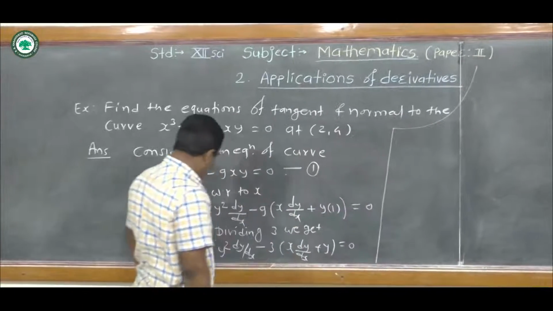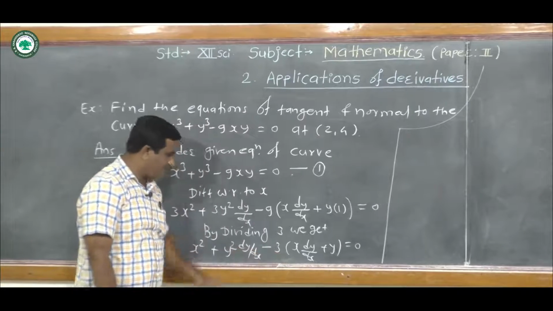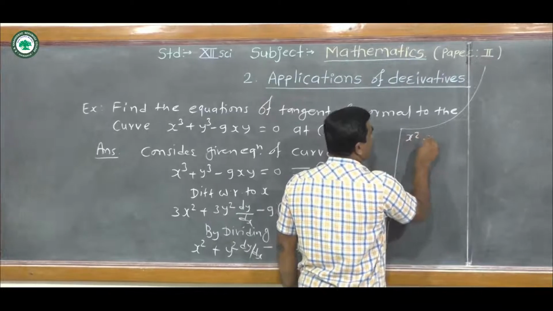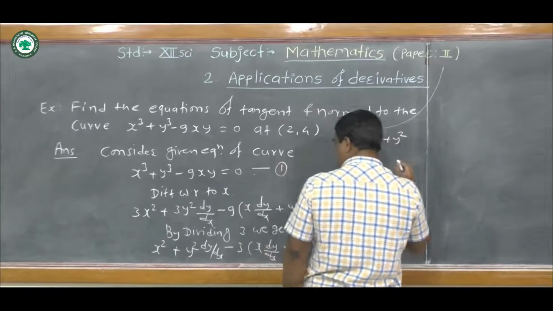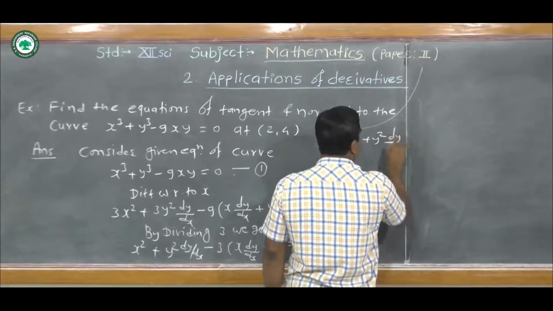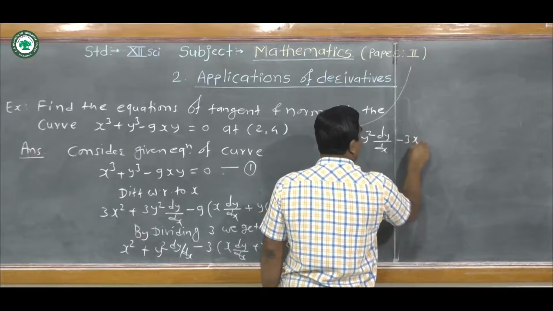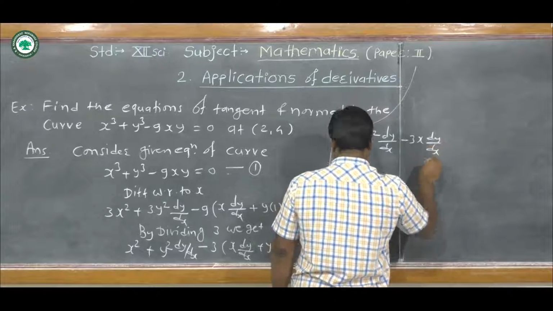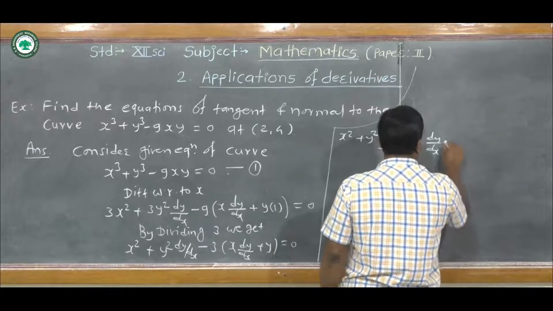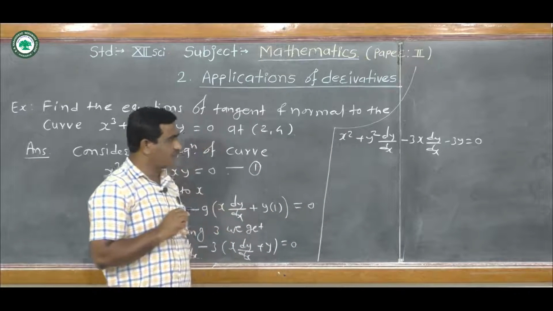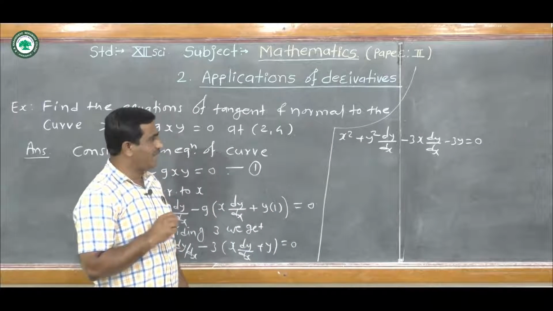Okay, now take the product here, multiply by minus 3 to the bracket, then we can write x square plus y square into dy by dx minus 3x into dy by dx minus 3y equal to 0.